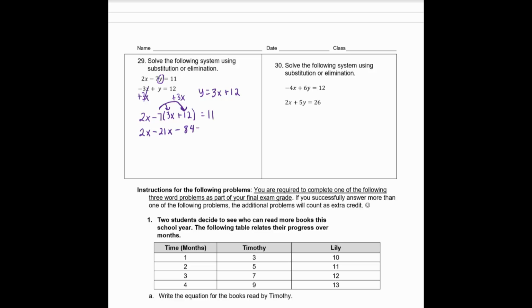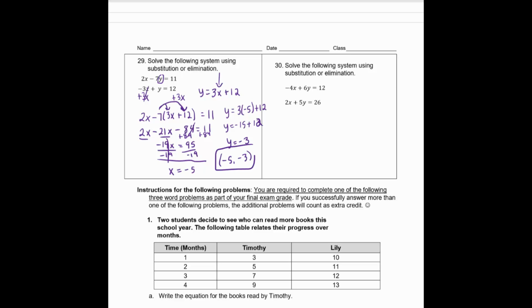So if you get to a point where you're like, this doesn't seem like it's going well, go back and check your positives and negatives. This, for instance, makes negative 19x. And I add 84 over and get 95. So then I divide by negative 19 and get negative 5. And then I plug that back in. This is a good place to do that, although anywhere will work. So negative 15 plus 12 is, oops, negative 3. So my answer is (-5, -3).